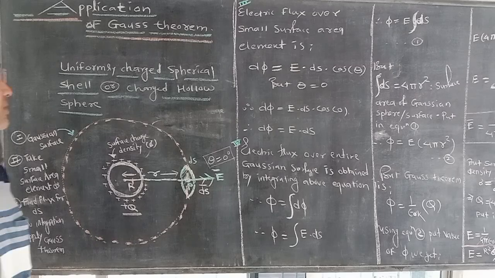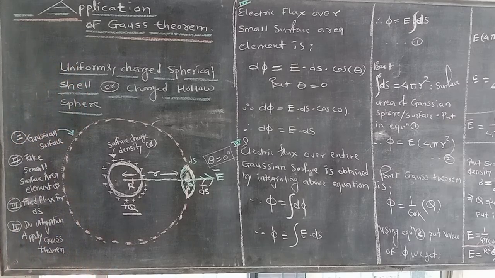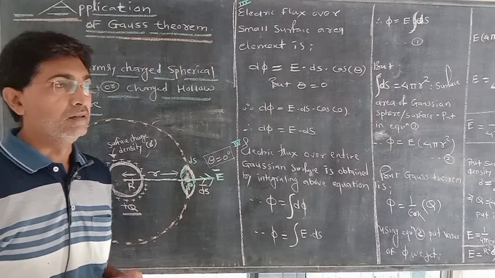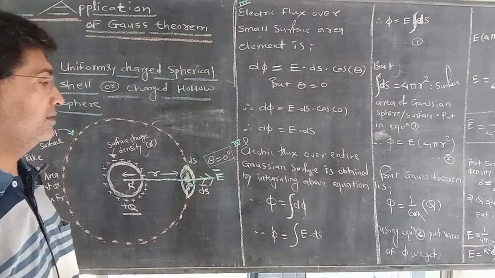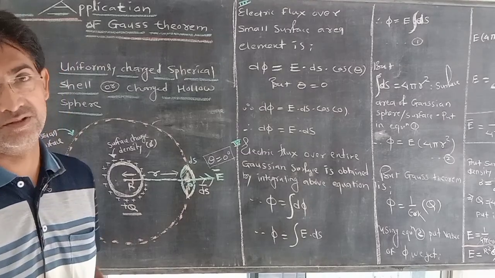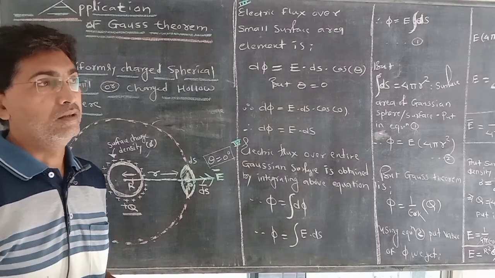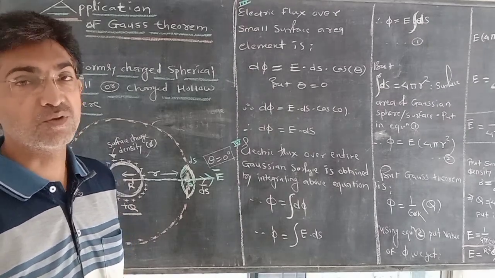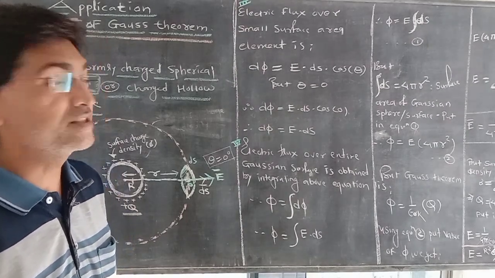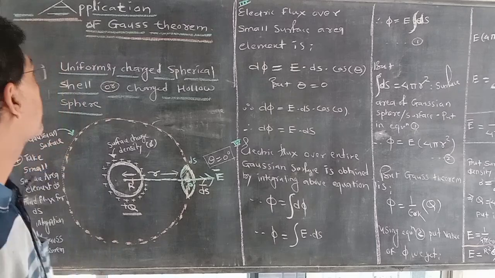In the last lecture we studied the Gauss theorem, which was a topic of the 11th standard. Gauss said that the total electric flux through a body is equal to 1 upon epsilon naught times the charge enclosed by that body.